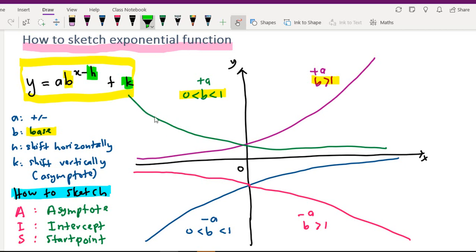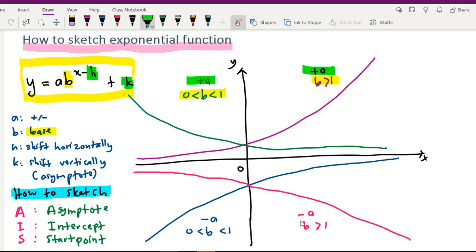So the graph for an exponential looks like this. When A is positive, the graph is above the x-axis. A positive, B more than 1, the graph is increasing like this. And A positive, B between 0 and 1, the graph goes from the second quadrant, decreasing like this.